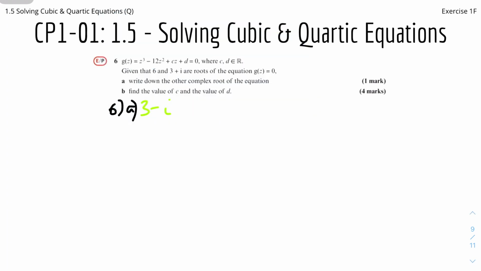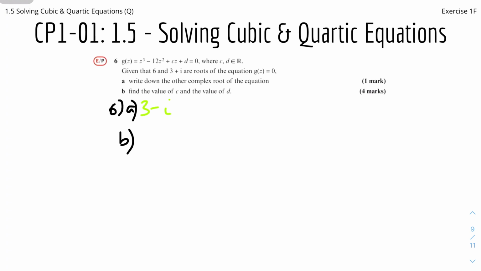And for part B, write down the value of c and the value of d. So we know what g of z is here, and we have all three roots, 6, 3 plus i, and 3 minus i.